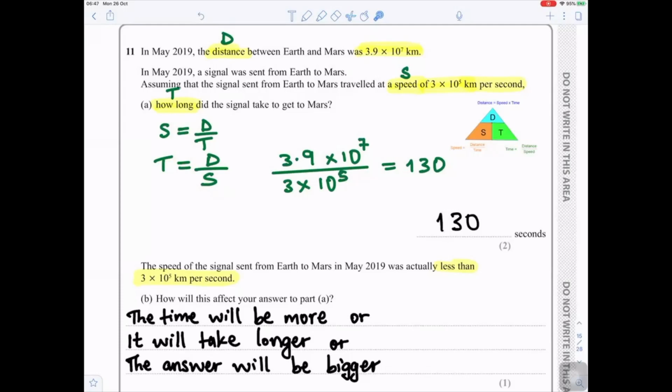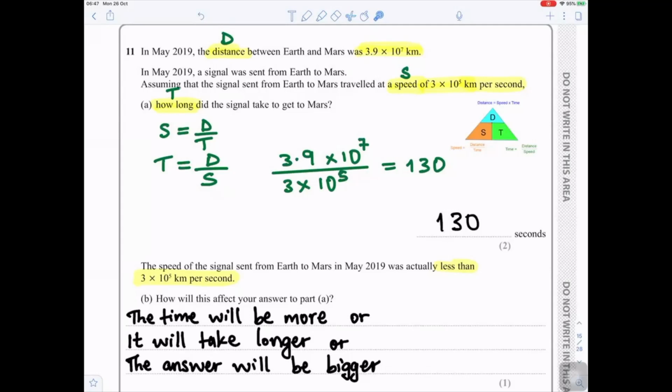And the distance is 3.9 times 10 to the 7, from the question. And the speed is 3 times 10 to the 5 kilometers per second. You put that in your calculator, it gives you 130 seconds.